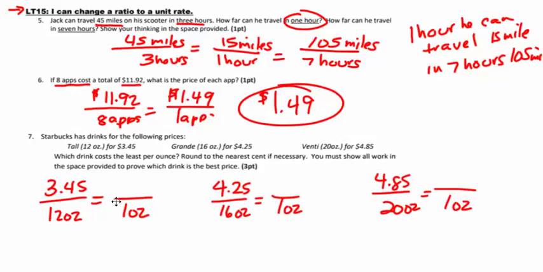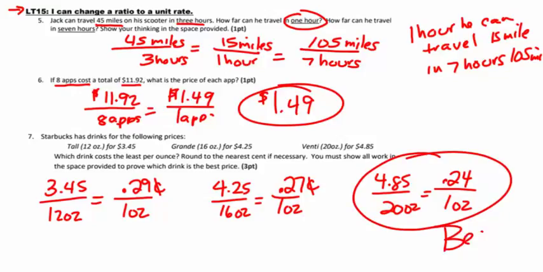Okay, so I went ahead and set them up, so now I'm just going to put it in my calculator. $3.45 divided by 12 ounces gives me 0.287, so that's 29 cents per ounce. This one, $4.25 divided by 16, gives me 0.265, so that's 27 cents per ounce. And $4.85 divided by 20 gives me 24 cents per ounce. So this one is the best deal because it is the cheapest per ounce.